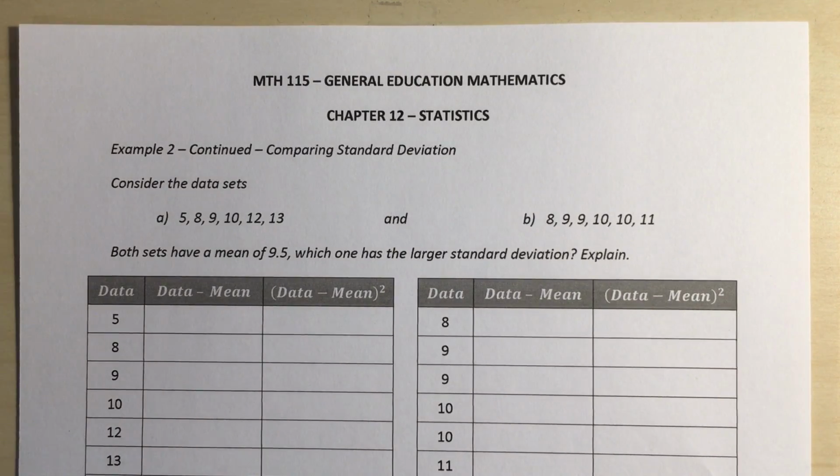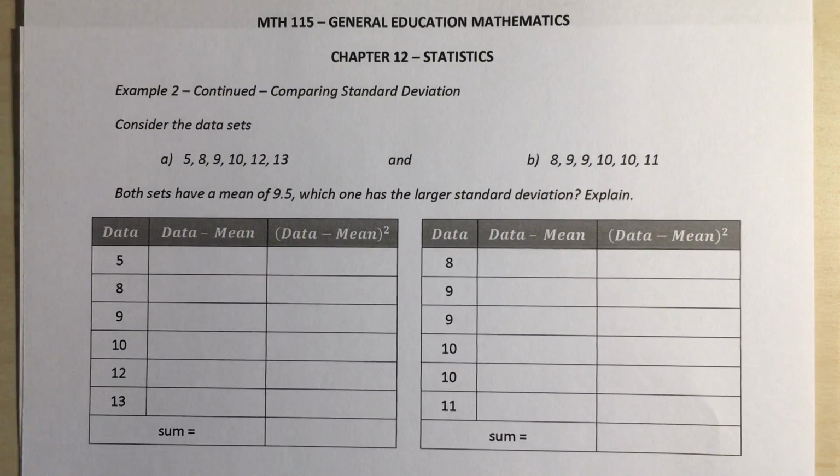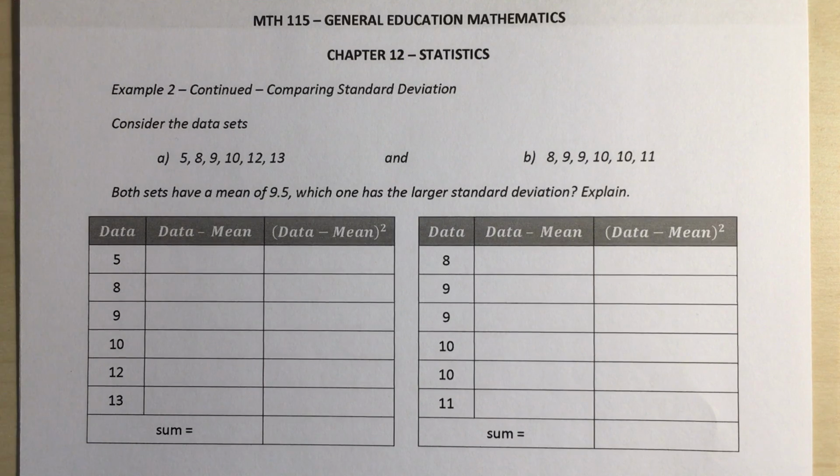Okay, so in this particular example, we are going to compare our standard deviation. And instead of just looking at things on a number line and thinking about how far spread out we are, we're actually going to go through and calculate our standard deviation for both of these and then go from there. Okay, so we have two data sets.